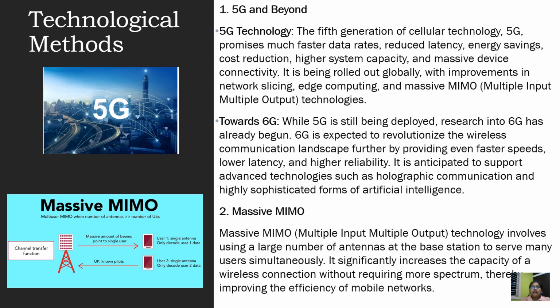Next, it is the technological methods. For technological methods, I have discussed a total of 7 technologies. So let us see them one by one, what are the technologies that are most frequently used in wireless cellular communication.